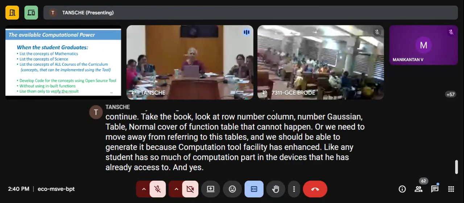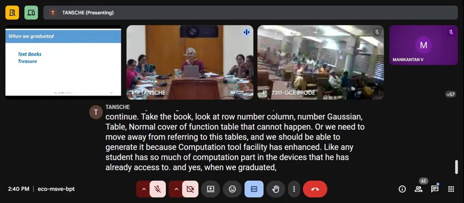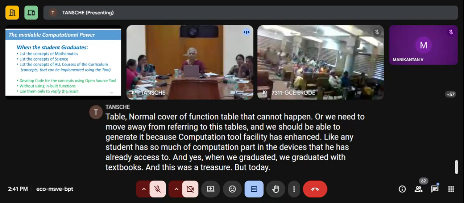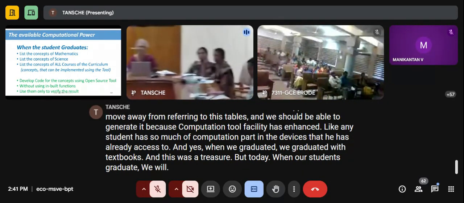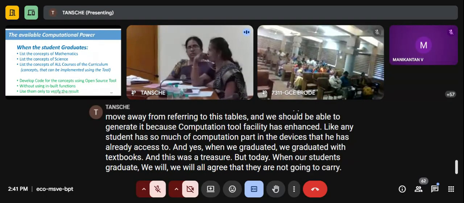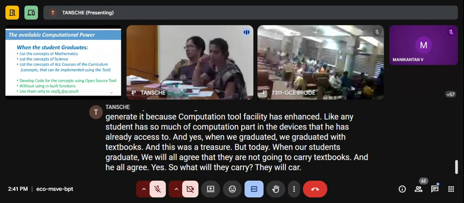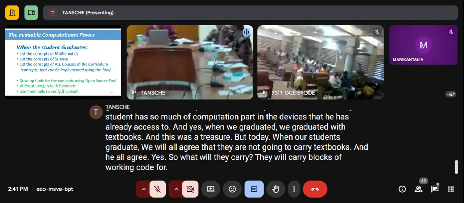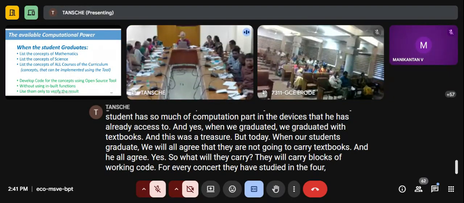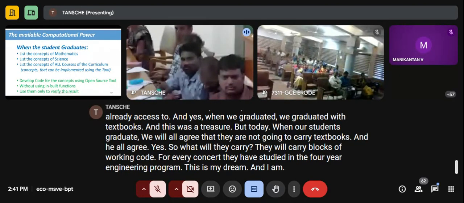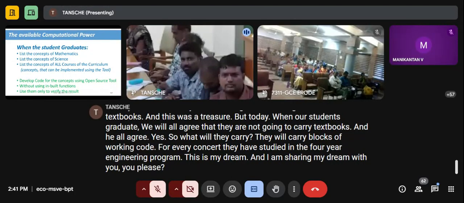And yes, when we graduated, we graduated with textbooks, and this was our treasure. But today, when our students graduate, we will all agree that they are not going to carry textbooks. So what will they carry? They will carry blocks of working code for every concept they have studied in the 4-year engineering program. This is my dream, and I am sharing my dream with you. You please implement it.